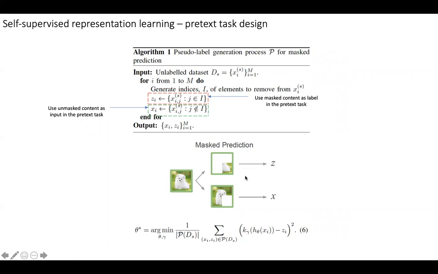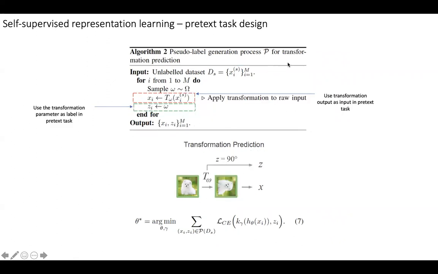pretext training task. Similarly for transformation prediction, we apply a transformation and we get a new input. This new input will be used in the pretext training task, and this parameter will be used as the ground truth label in this pretext training task.